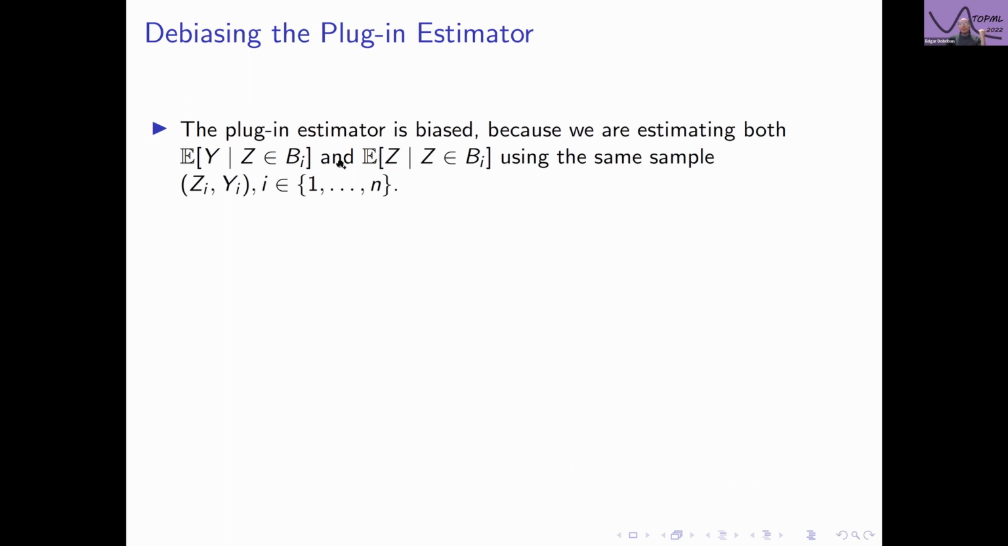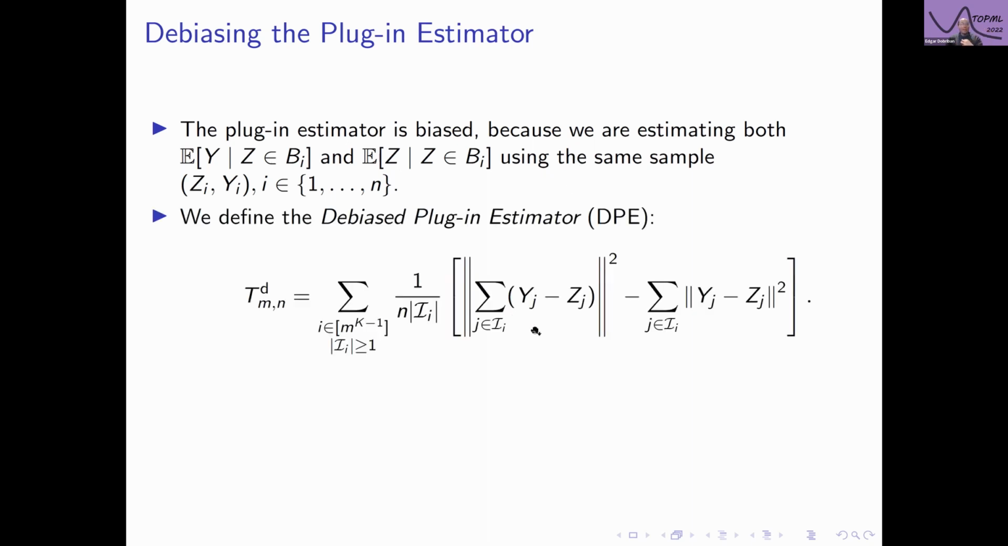And the intuition is that it's biased because it's estimating two things at the same time. It's estimating both the conditional expectation of y given z over the bins, and the conditional expectation of just z over the bin using the same sample. And we know that we haven't been able to get it to work with sample splitting. I mean, it does not work numerically well.